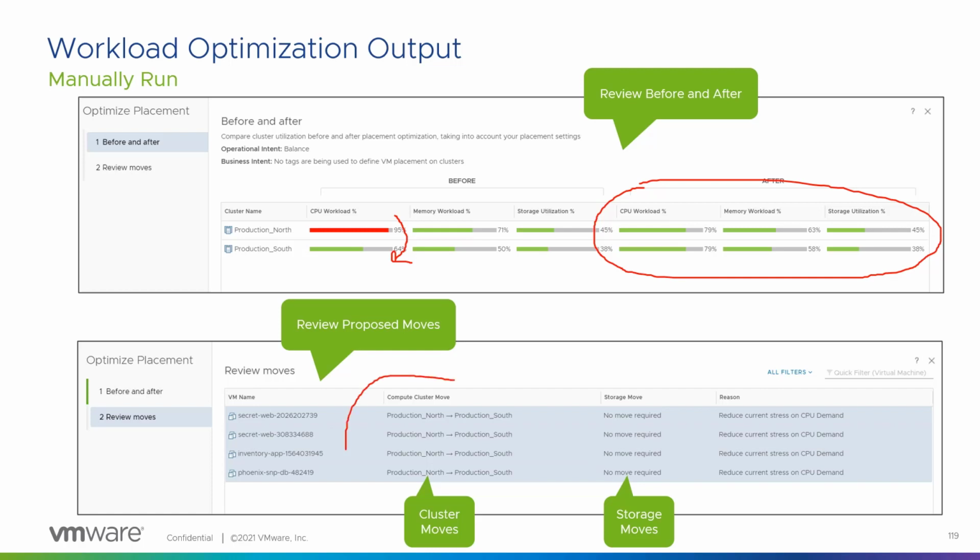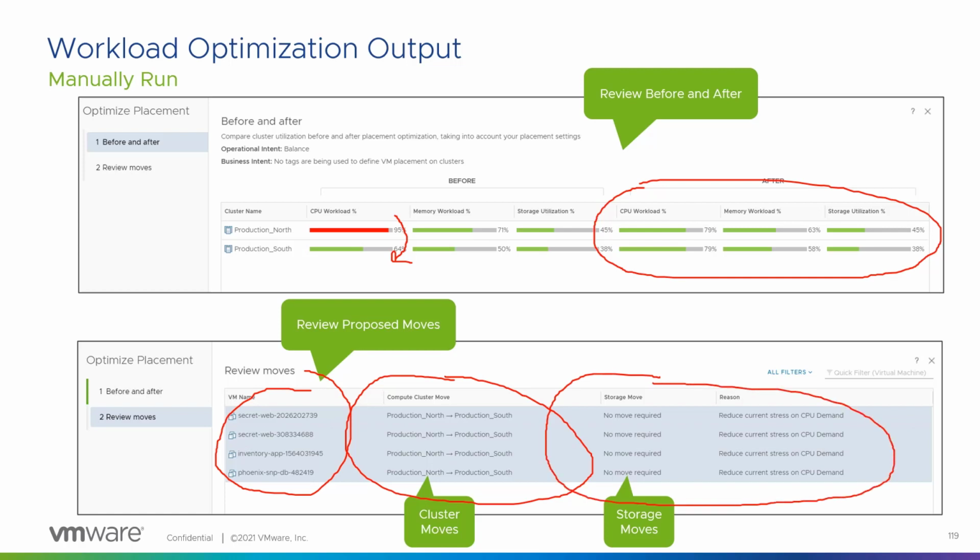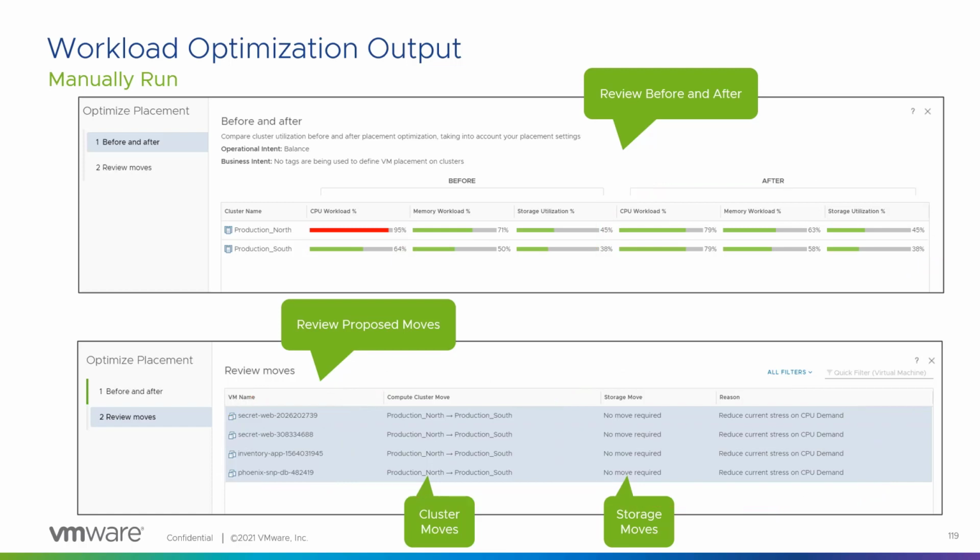In fact, you can see it down here. Here's all the changes it's going to make, right? Here are the VMs it's going to move. And if it needs to move across storage, it'll move across storage data stores as well. And it'll let you know why it's going to move it, because we're trying to balance out, in this case, our CPU demand. And it's really that easy. Now, if you do it automatically or scheduled, you will get a report at the end to let you know what was changed and what was moved. But that's the gist of workload optimization and understanding how to set up and drive business and operational intent.